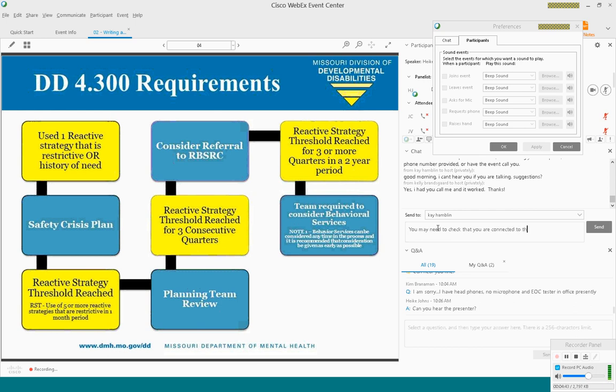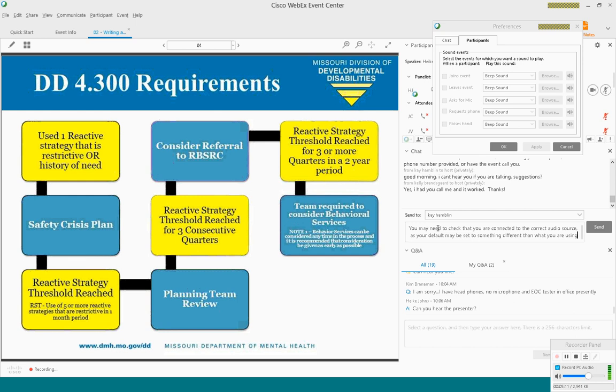And moving along, if you've reached threshold for 3 consecutive quarters, so this is using lots and lots of reactive strategies that are also restrictive, so 3 consecutive quarters, you should consider referring that person, or the planning team should consider referring to the Regional Behavior Support Review Committee. You don't have to refer to the Regional Behavior Support Review Committee, but man, it would be a really, really good idea if you take advantage of that free consultation.